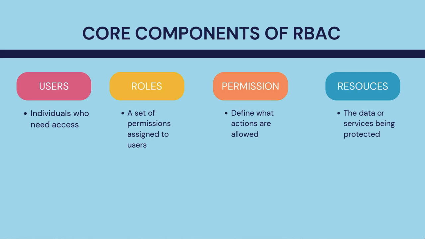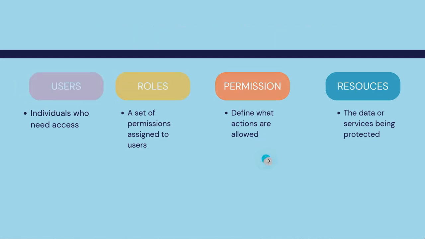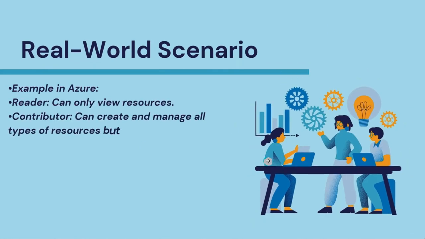For example, on a cooking app, imagine I'm a user. My role is recipe viewer. My permission is to read recipes, and the resource is the recipe database, and I can't edit the app's code. That's for the developers. So now let's look at some real world scenarios.